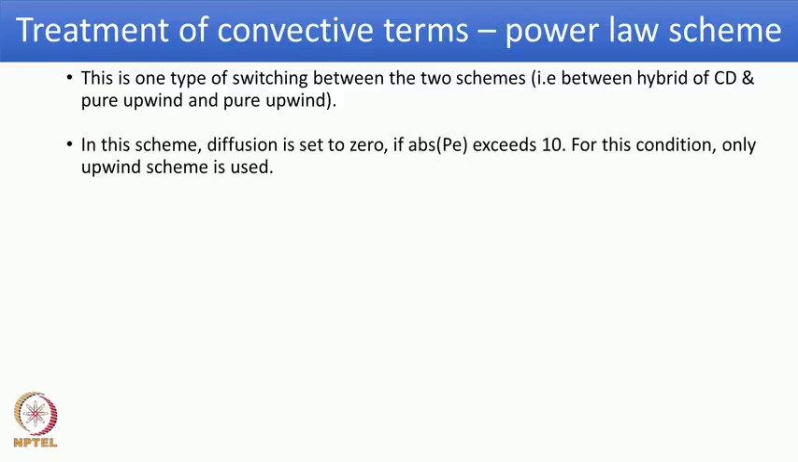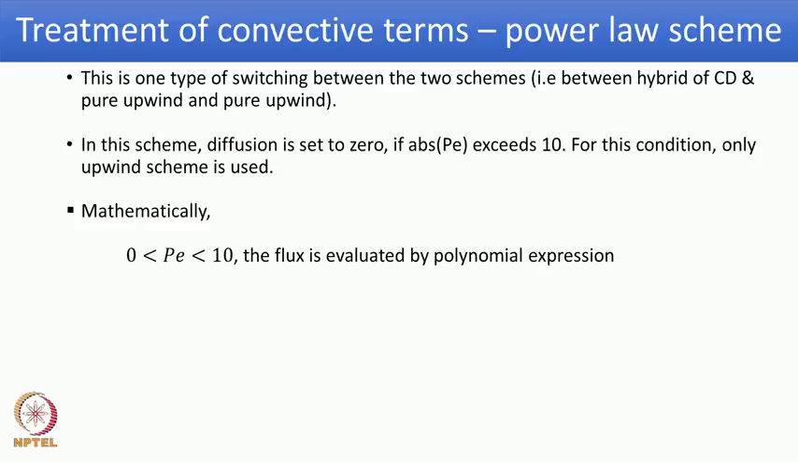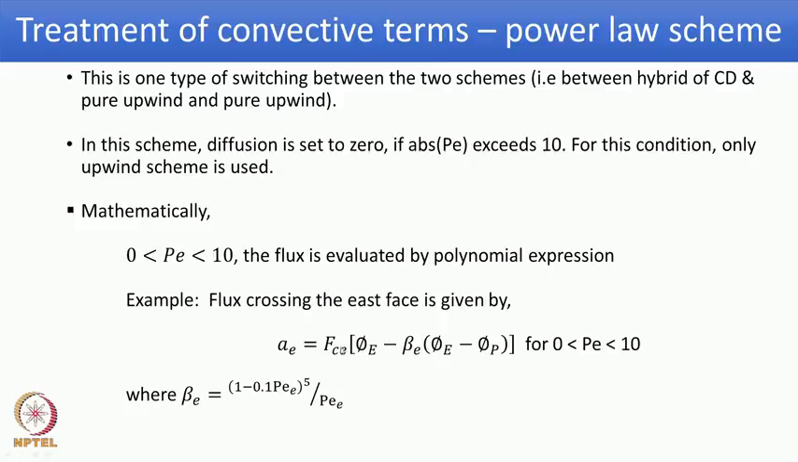In the previous slide we put a condition that if Pe is greater than 2, then it becomes pure upwinding. Now, this is a condition above that condition. So, if the absolute value of Pe, that means you take only the magnitude, exceeds 10, then it is purely a convection problem, diffusion has no role, hence the diffusion is set to 0 and we have only the pure upwinding scheme applied. Mathematically, for Pe within the limit from 0 to 10, the flux is evaluated by a polynomial expression as given here.